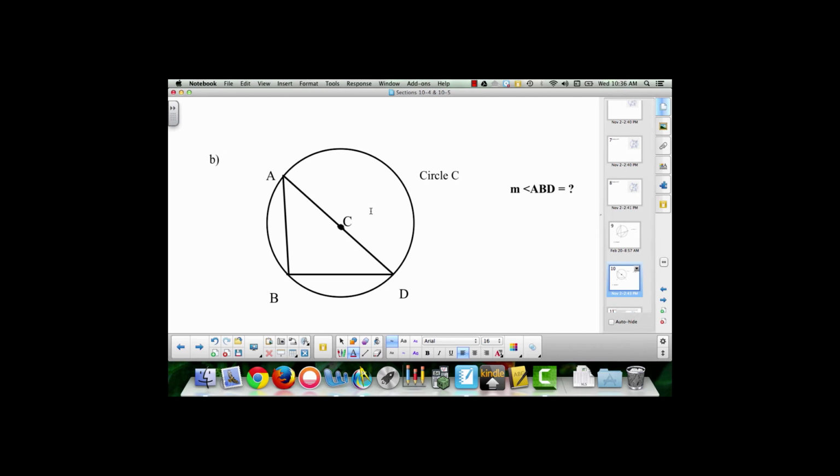This is circle C, so notice that this segment goes through the center of the circle. I want you to think about what you think the measure of angle ABD is and why. And make a conjecture about any angle that has a segment that goes through the center of the circle as its endpoints.